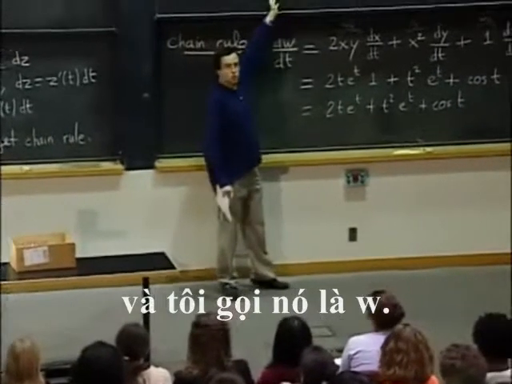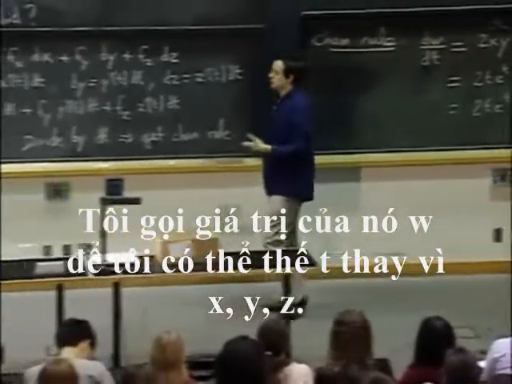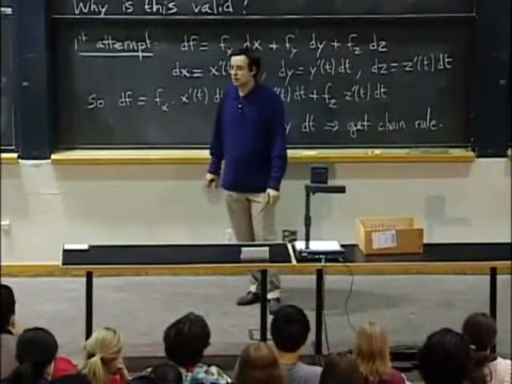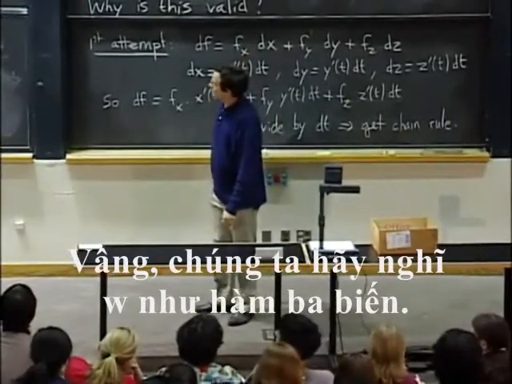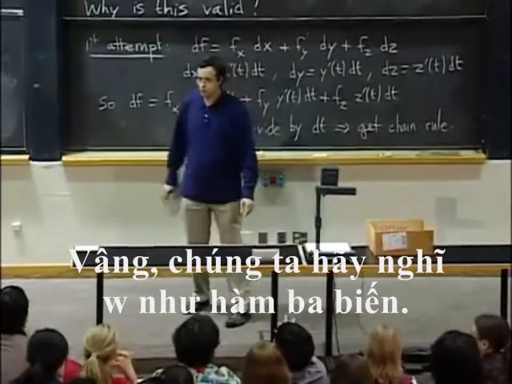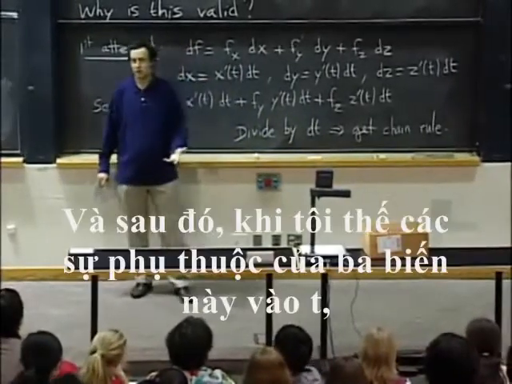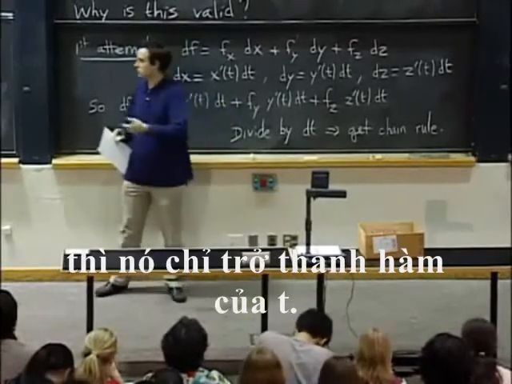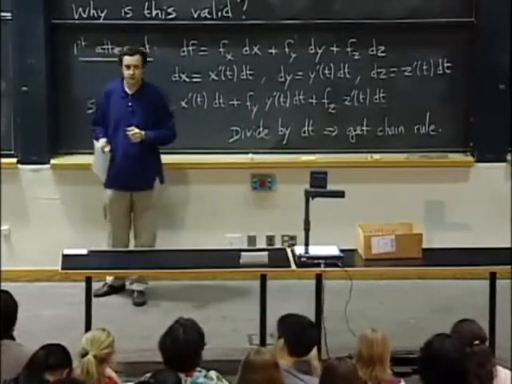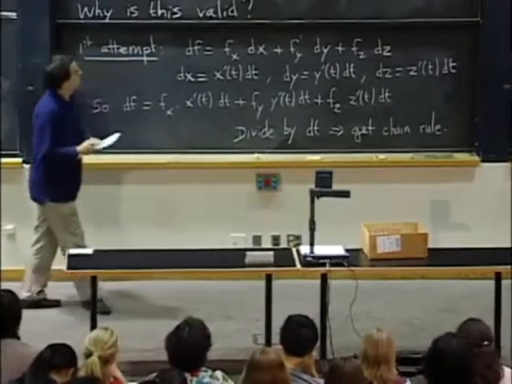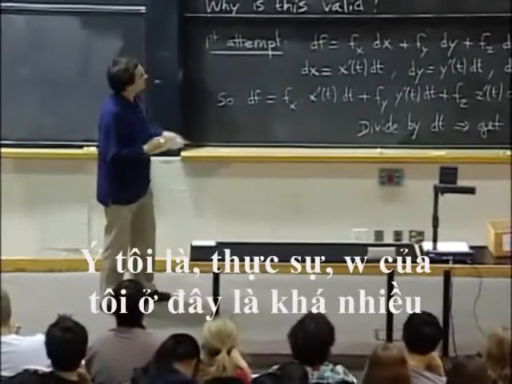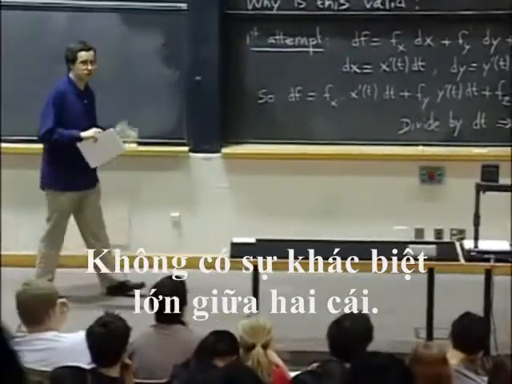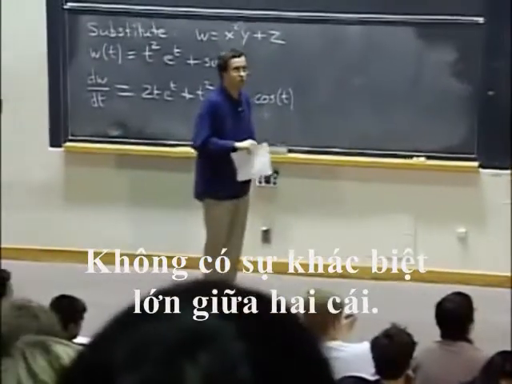and I call its value W, so that then I can substitute t instead of x, y, z. So W is, well, let's think of W as a function of three variables, okay? And then when I plug in the dependence of these three variables on t, then it becomes just a function of t. I mean, really my W here is pretty much what I called f before. There's no major difference between the two.